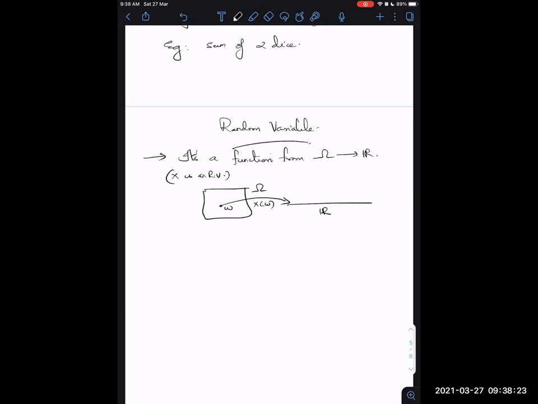The randomness comes from omega. This omega is the outcome of a random experiment, so you don't know what omega it would land at. But once omega is fixed, X of omega is always fixed. There's no randomness in calculating X of omega. The only randomness is in the input of X. Is the idea clear? This has to be very clear, because everything that we are going to do from now until the end of the course would use the concept of random variables. Is the idea clear?